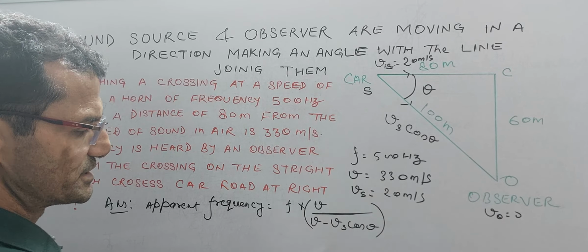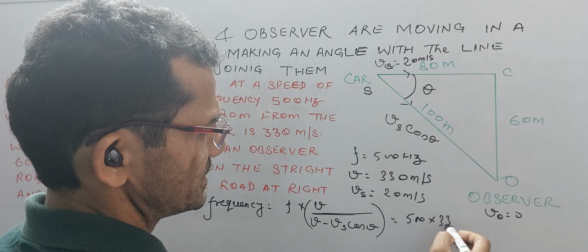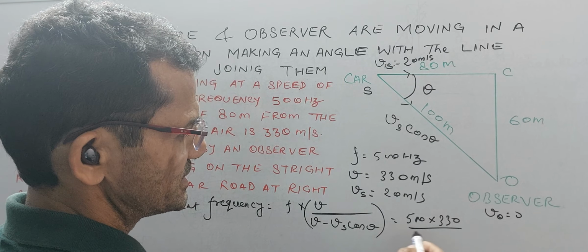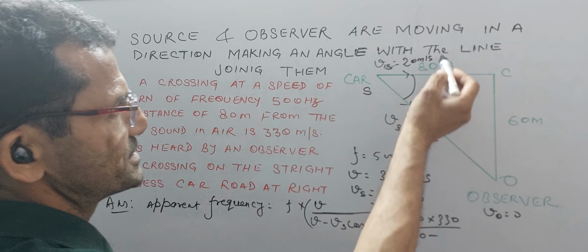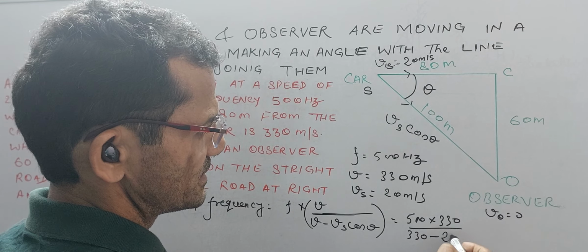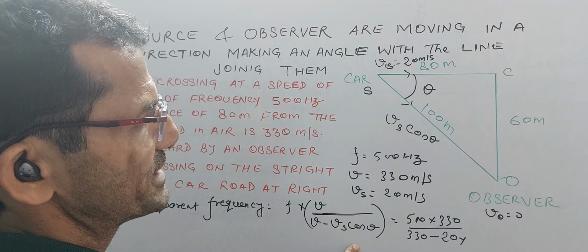If I put in all the values, I get the original frequency 500 hertz, and the speed of sound in air 330 meters per second, divided by 330 minus Vs, the source velocity 20 meters per second, times cos theta, which should be calculated from the triangle.